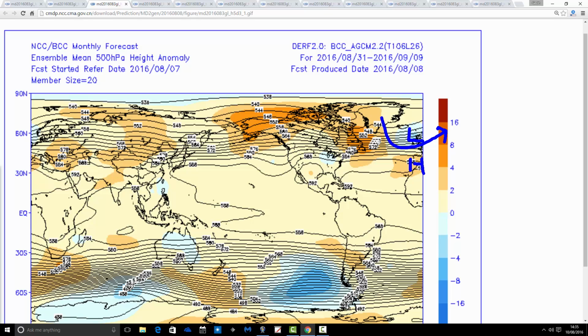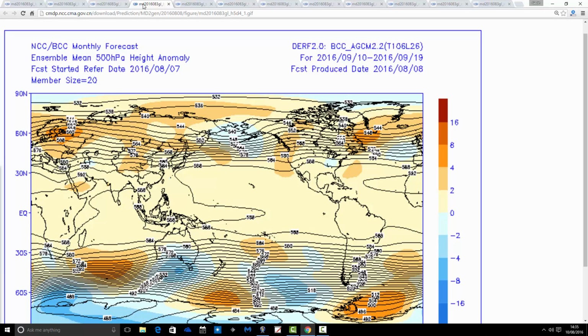This is normally quite a settled period. Early September, I've spoken about this before in other videos. The early part of September normally has a lot of high pressure influences, but for the Beijing Climate Centre this week anyway, it is showing a more unsettled interlude for the first 10 days of September.